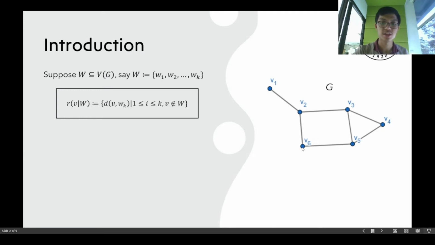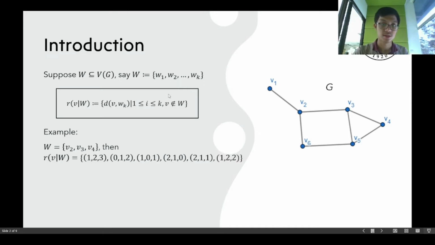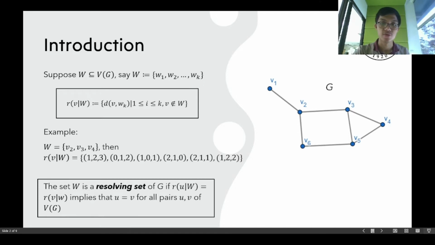First, let me introduce some preliminary attributes and notation basically related to graph theory. Suppose we have a graph G and a set W which is a subset of the set of all vertices in G, like this. Let's note that the code of V with respect to W is written like this, defined by a vector of distances between vertex V and W. For example, if we have a pair of vertices in G whose codes are not the same with respect to W, then we say W is a resolving set.